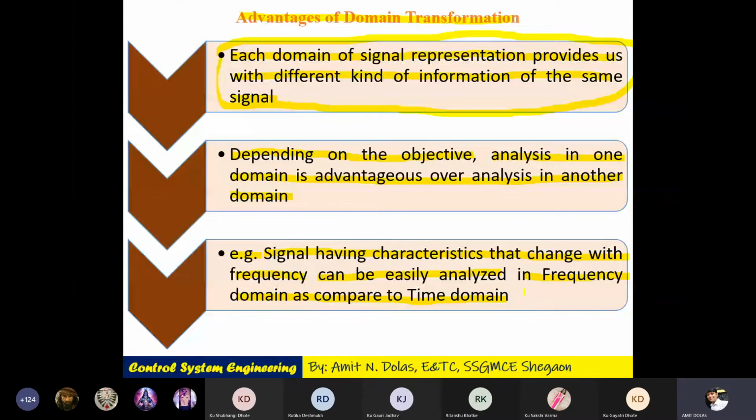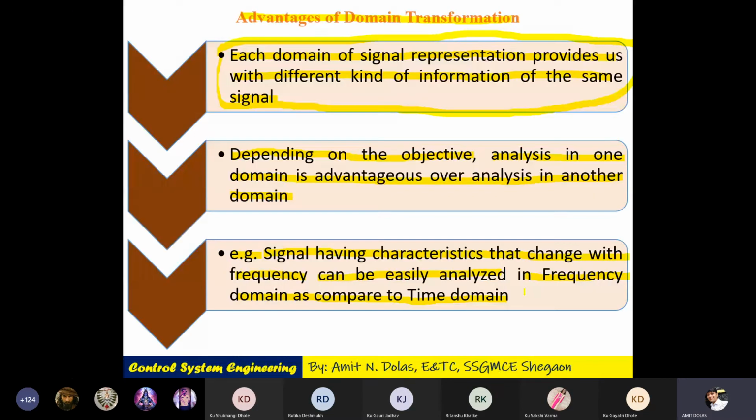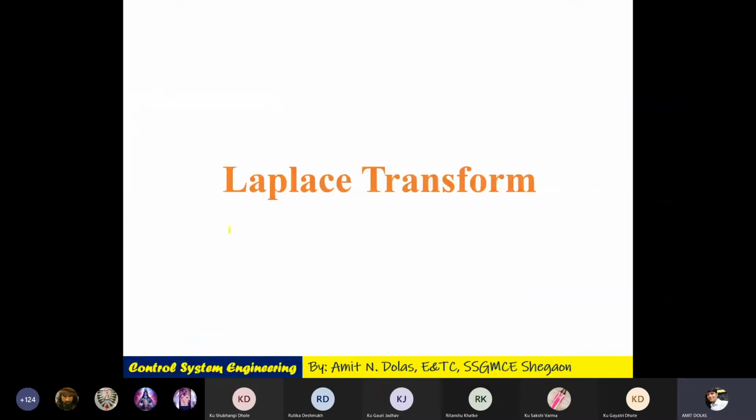Okay, now next, this is the theory of time domain, frequency domain, their advantages, disadvantages, when to do what transformation, a little idea of domain transformation. Now moving to the Laplace transform.